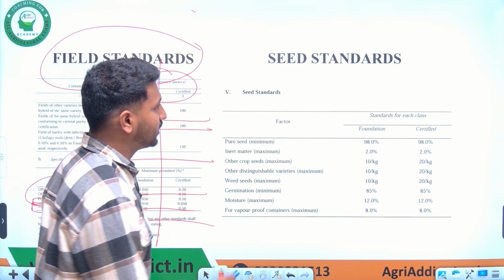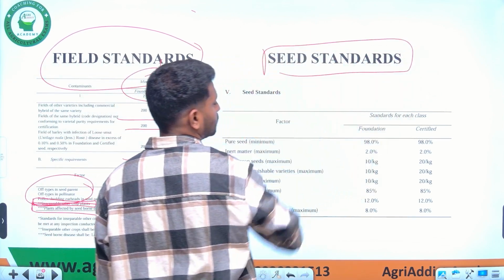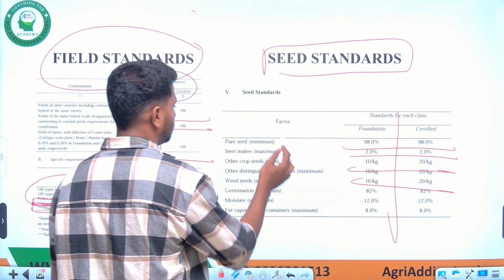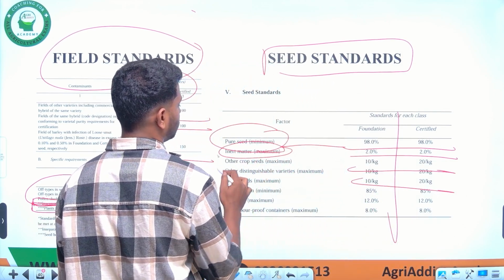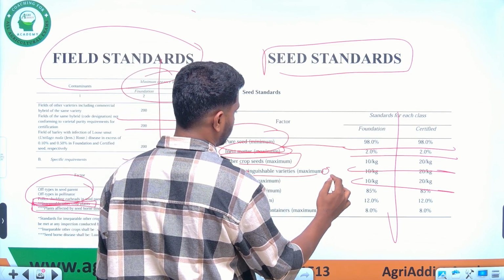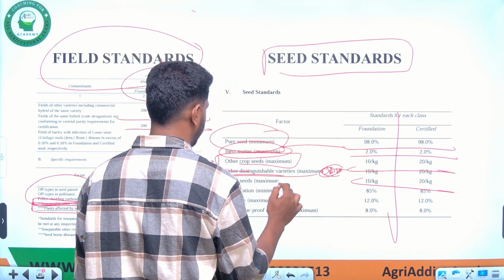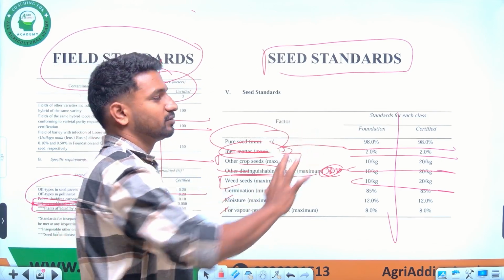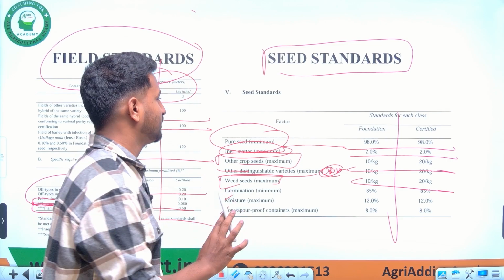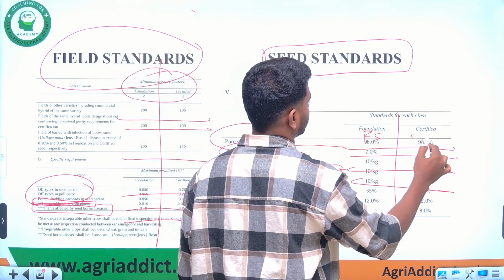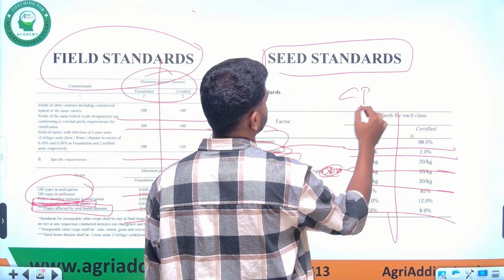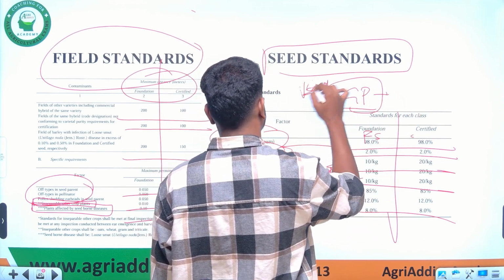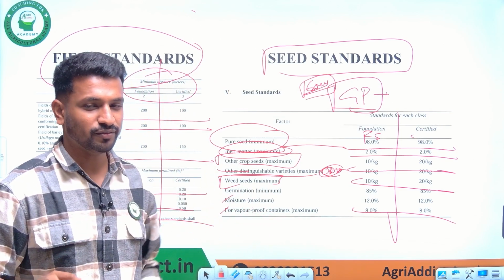But when it comes to the seed standards, they are the same for all the factors. The pure seed is the same, inert matter the same, other crop seed the same, ODV, other distinguishable varieties, also the same, weed seed, germination, moisture content, vapor proof containers. For all these, the seed standards are the same for both foundation seed and certified seed. The exception is genetic purity testing. That's it. This is the one exception. This is one example of how we can remember it.